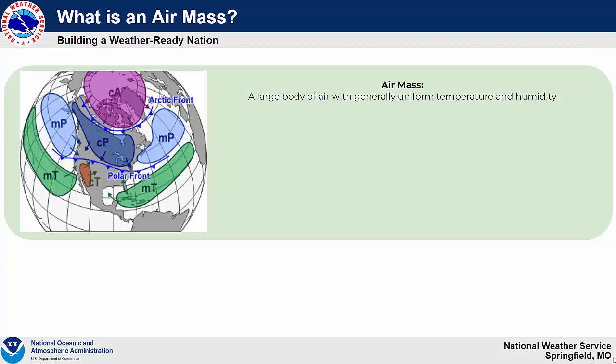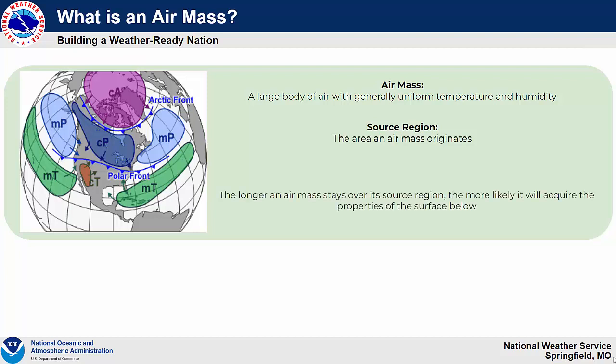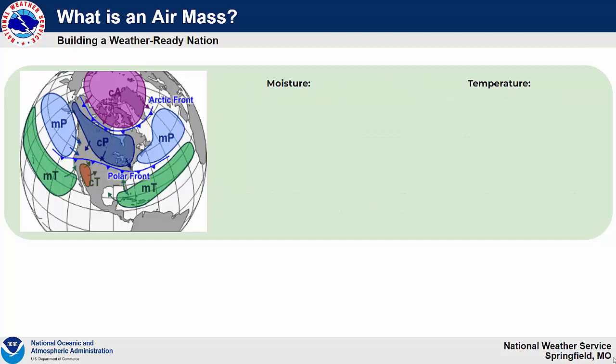Now the area that an air mass originates is what's going to provide its characteristics, and this is known as a source region. The longer an air mass stays over its source region, the more likely it'll acquire the properties of the surface below. So looking at the moisture and temperature qualities that make up air masses, we can then determine its characteristics.